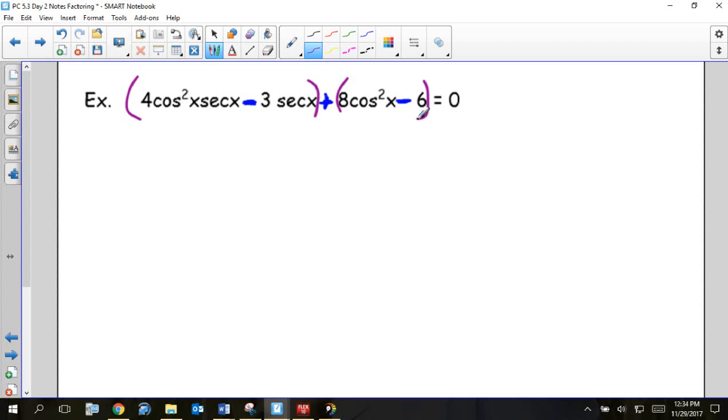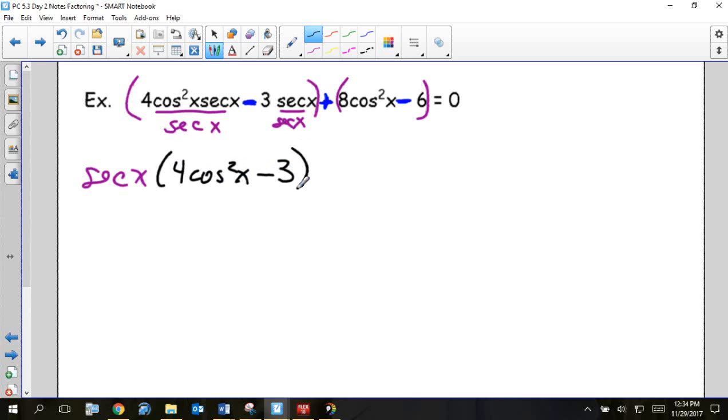So I look at my first parenthesis, and I think about factoring, which starts with GCF, and there is a GCF. So I'm going to factor out secant x. So I'm going to have secant x, parenthesis, cosine squared x minus 3. In my other parenthesis, GCF, there's a 2. So I have plus 2, parenthesis, 4 cosine squared x minus 3.